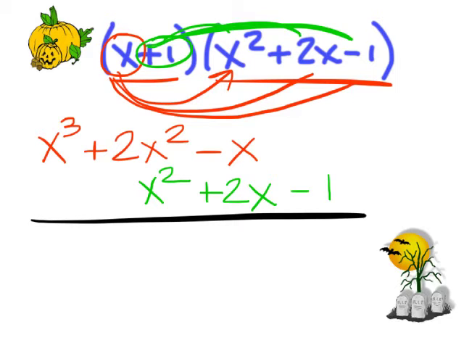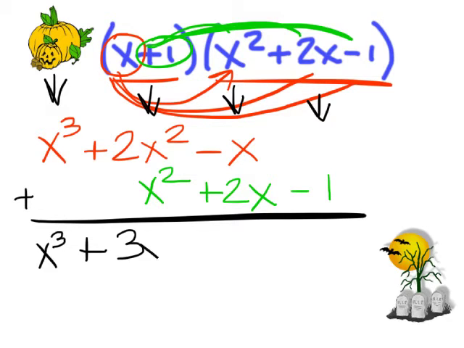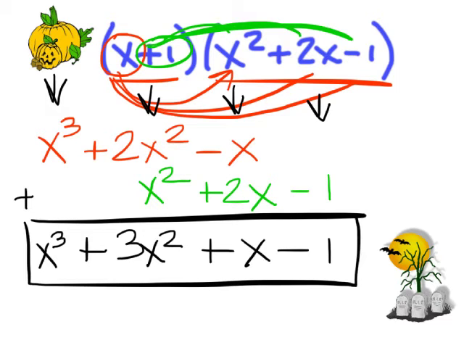Make sure you line them up so that you have your cubes lined up. Of course, there's only one. Your squares are lined up, x to the first powers, and then just the constants. So if you add these, you have x to the third plus 2x squared plus x squared is 3x squared. And then minus x plus 2x is plus x. And then you have a minus 1. This is the final answer.